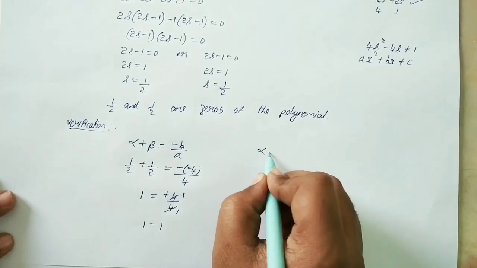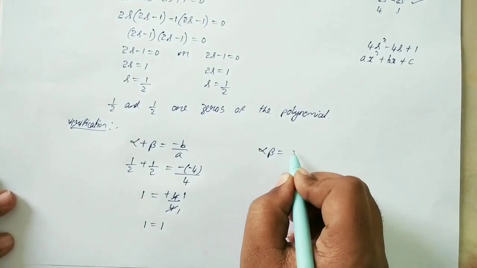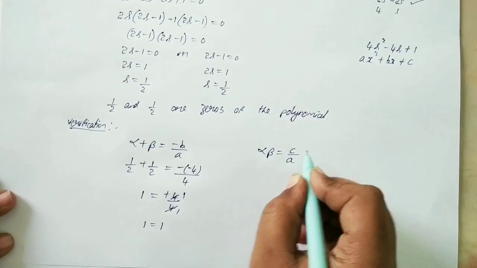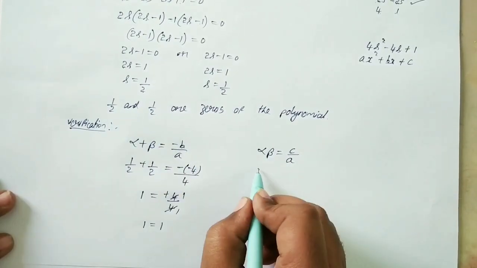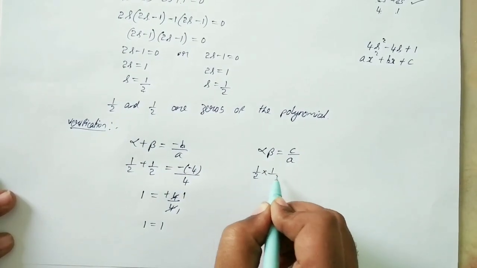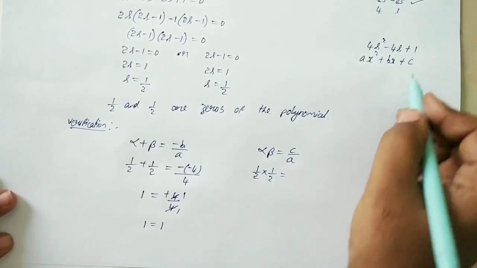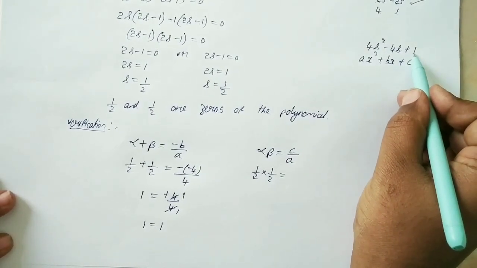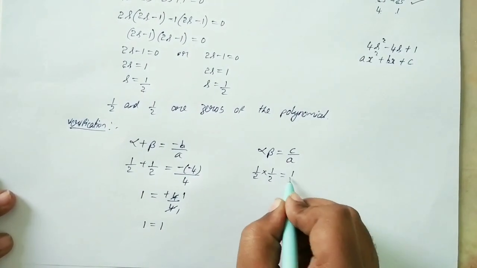So next we have to verify the product of zeros. Product of zeros formula: alpha into beta is equal to C by A. Alpha and beta means these zeros. So in place of alpha 1 by 2, again in place of beta 1 by 2, is equal to C. What is C here? Constant. What is the constant they have given in the question? 1, right? So 1 divided by A.